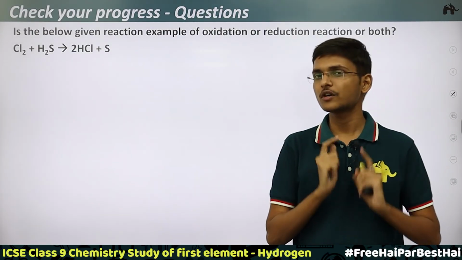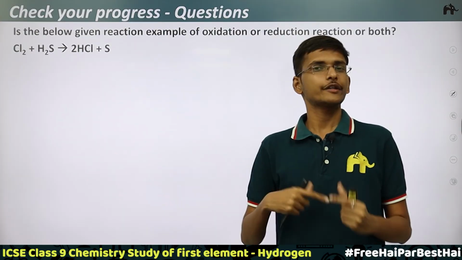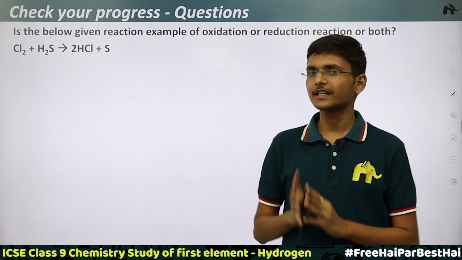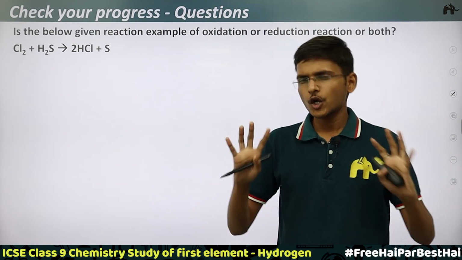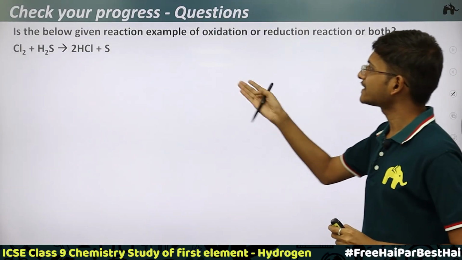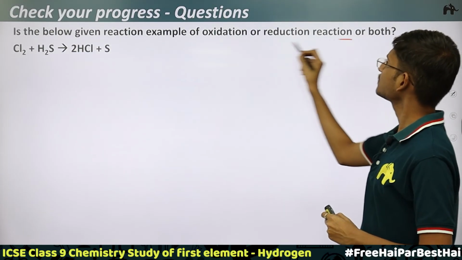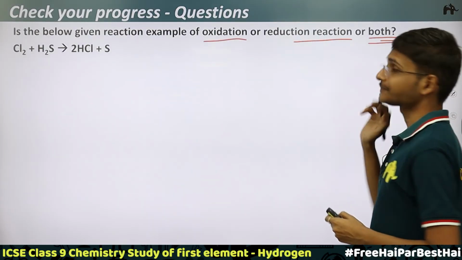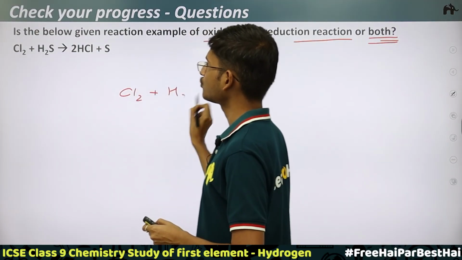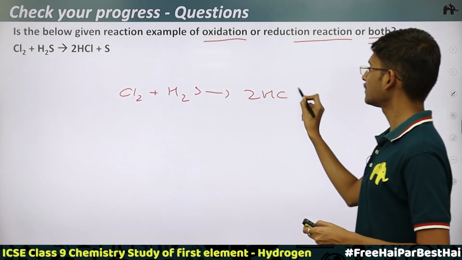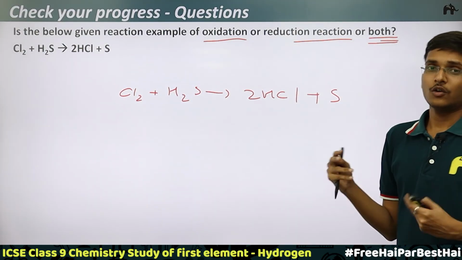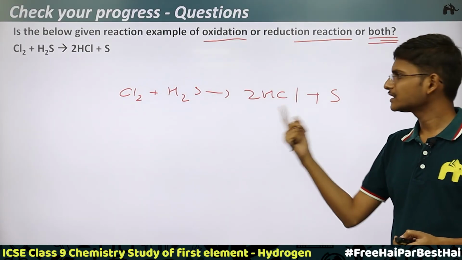So let's end this video with a very interesting question. The question is on your screen. You can pause the video and try to answer the question on your own. Try to think. If you think efficiently, you would definitely get the answer. I hope you have applied your brains. Now let's see the answer. Is the below given reaction an example of oxidation or reduction reaction, or both? The reaction is this: Cl2 plus H2S giving us 2HCl and sulfur.